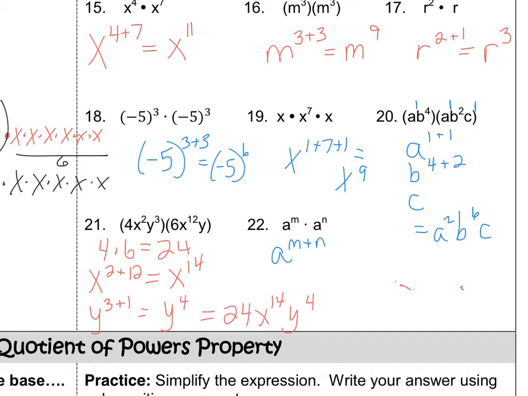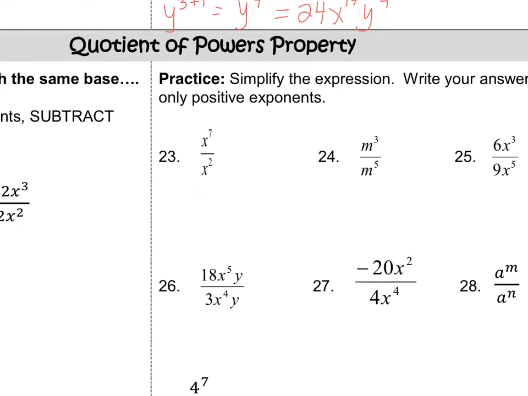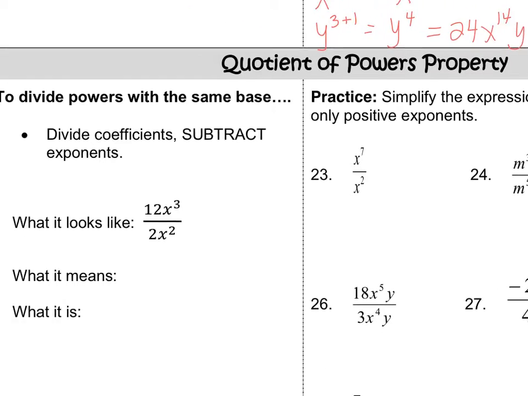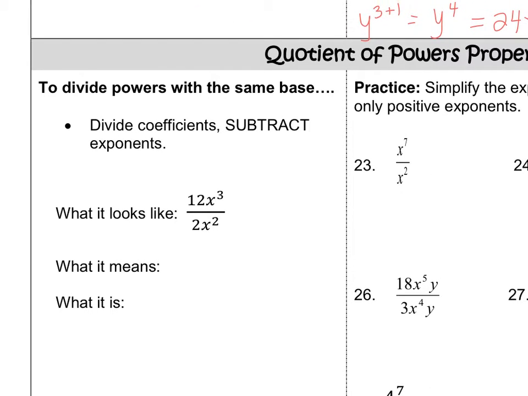Okay, so our second thing that we're going to work on today is the quotient of powers, which means dividing. So right up here beside the word quotient, I want you to write the word planet, and then show it to me tomorrow for some candy.